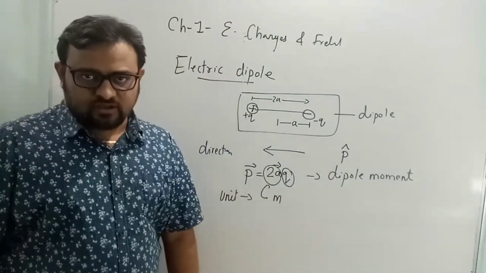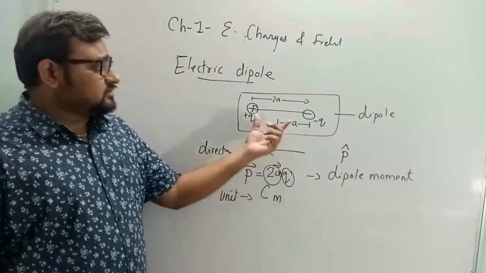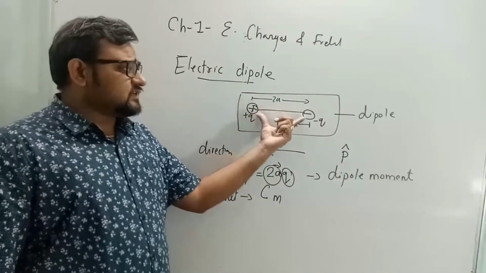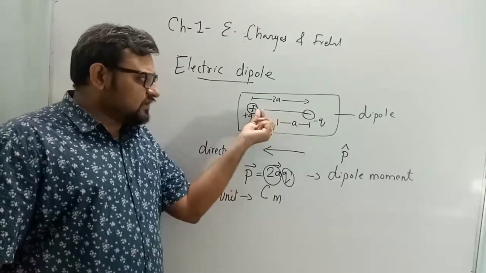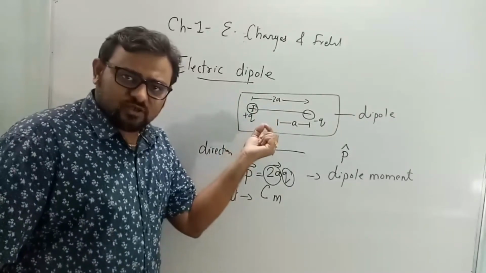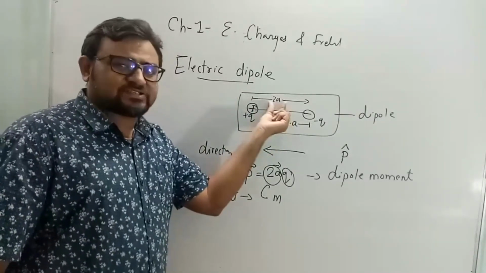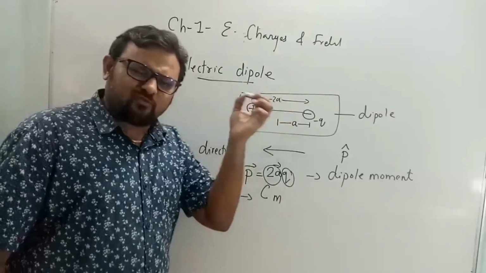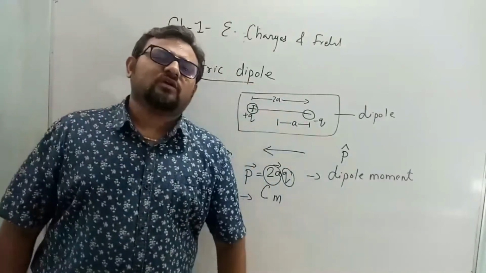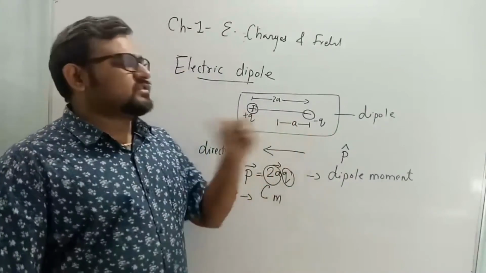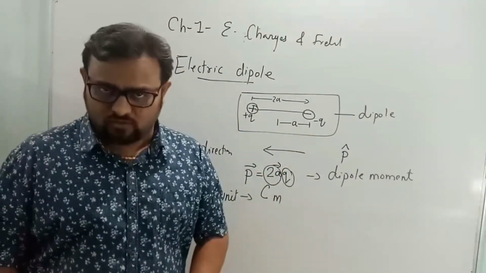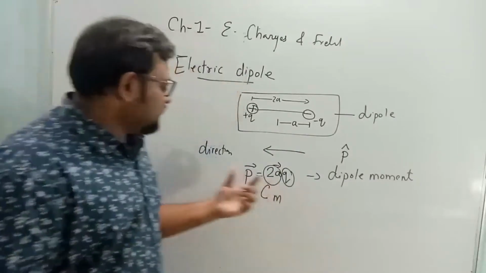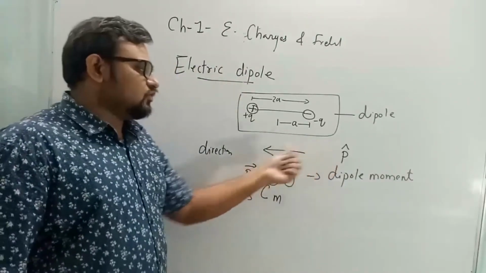Now see, if this length goes to 0, means this distance is very close, the value will be very, very small, equal to 0, then we will call it a point dipole. Then the direction is from negative to positive.